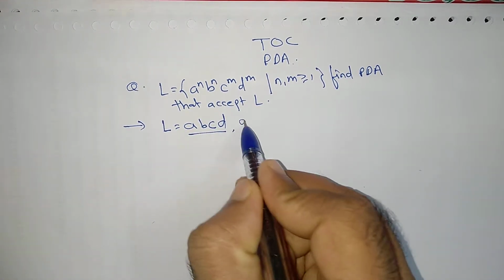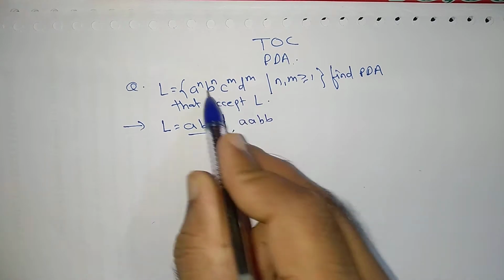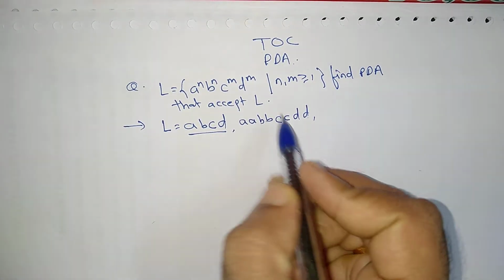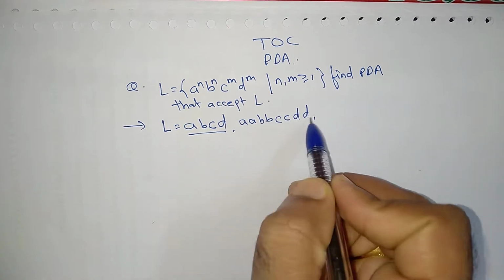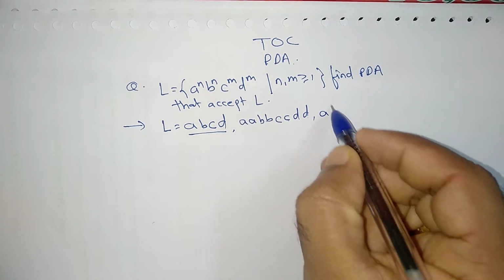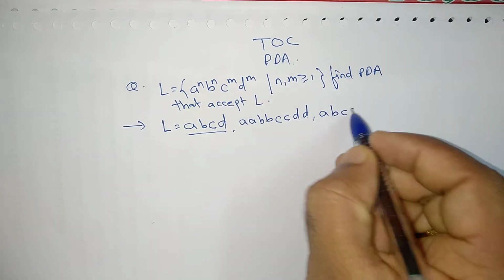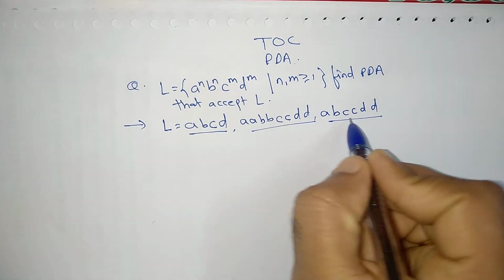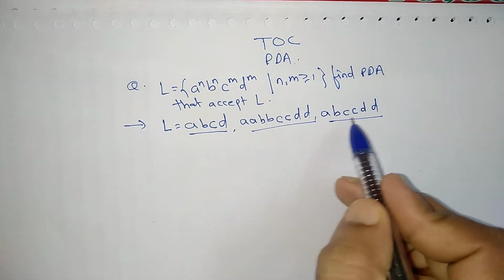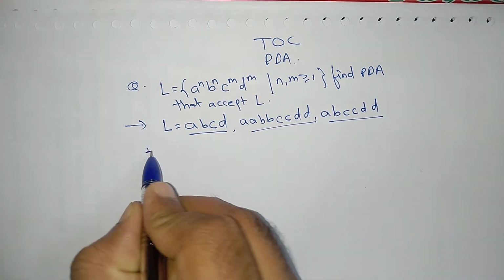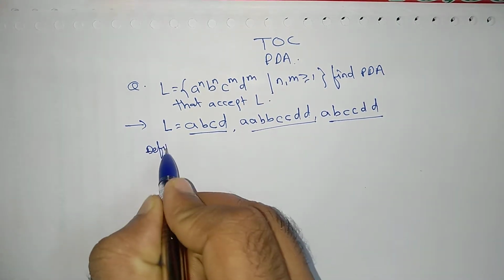If I want to explore double A, double B, that is possible, and double C, double D, that is also possible, because A and B have the same power, C and D have the same power. We can have AB and double C, double D. That is also a valid string. Why? Because A and B have the same power, C and D have the same power. So the first step is to define the logic.